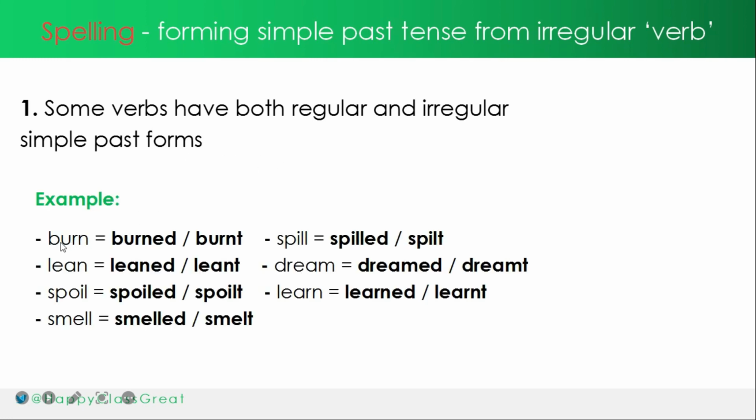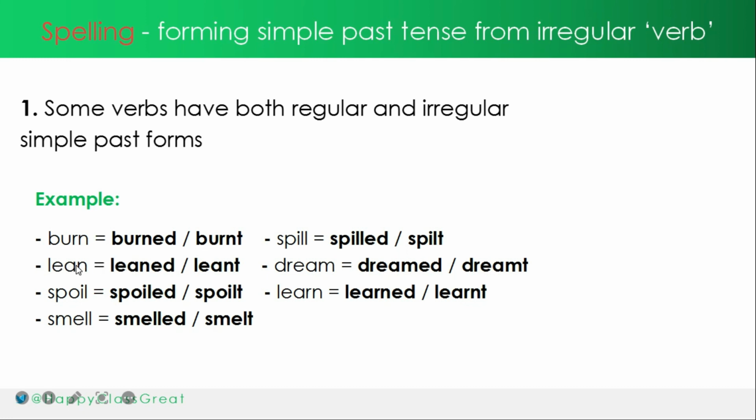We have burn. Now burn is a verb, and if you want to say it in past tense, like maybe you burned the food you put on the fire or something like that, we have burned that has ed here, and we still have burnt. So both the regular and irregular simple past forms of burn are correct. So you can say burned or burnt. The same thing with lean.